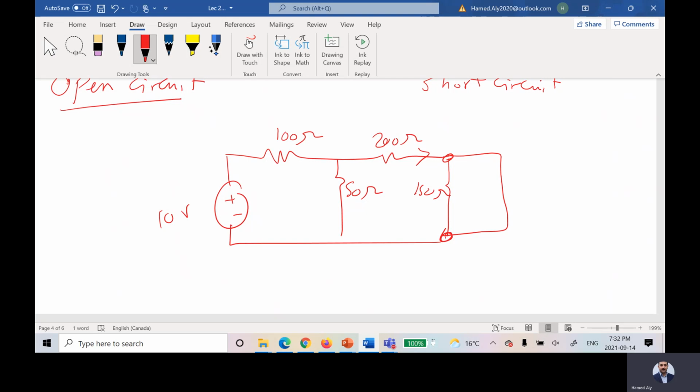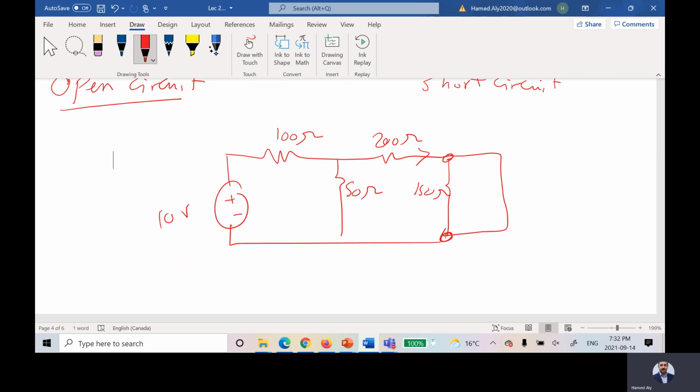So if the resistance is equal to 0 for the short circuit, are you expecting all currents? The current in the 200 ohm will pass through this wire, or part of the current will pass through 150? For the wire, because the current is smart, like you. What is the meaning of short circuit?